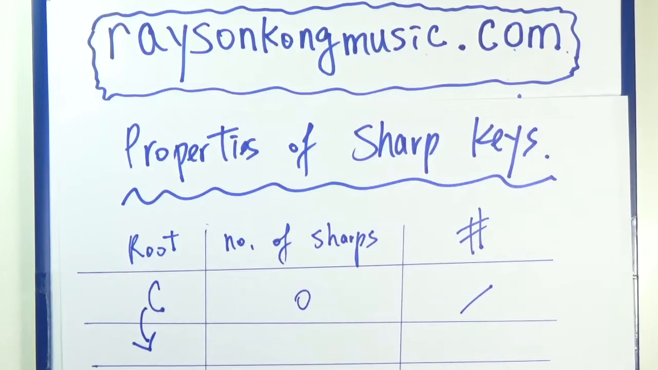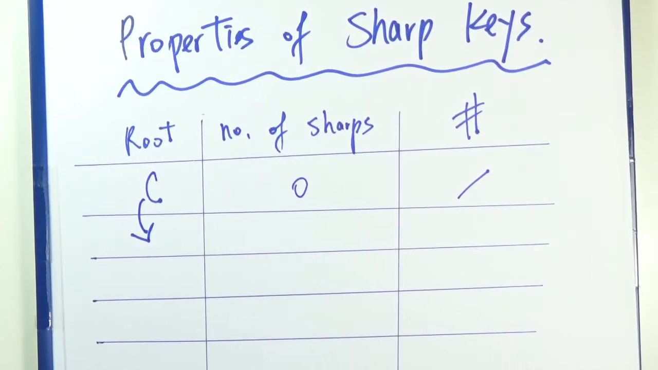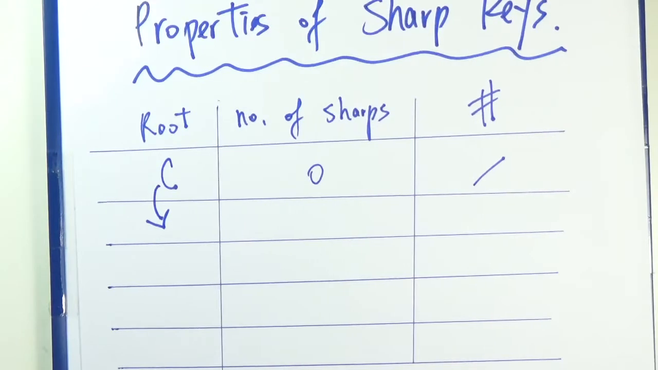So today we will look at the properties of sharp keys. We're talking about major scales exclusively for now. Hopefully you checked out the last video in which I worked out all the major keys in sharp keys. So one property of sharp keys is they go in fifths.